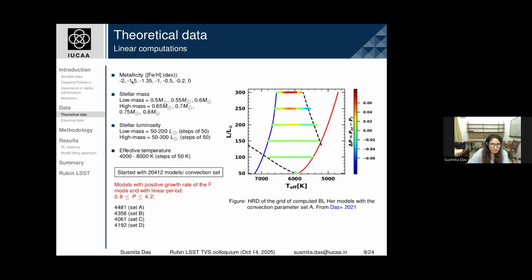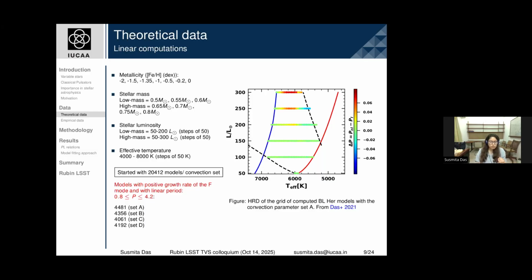So metallicity, we use 7 different metallicity parameters. Stellar mass from 0.5 to 0.8, which is typically higher. We also use values which might be higher than what is expected from evolutionary tracks. Stellar luminosity from 50 to 300 solar luminosities. Effective temperature from 4,000 to 8,000, which is actually quite broad, but this has been intentionally chosen so that we can reliably estimate the edges of the instability strip.